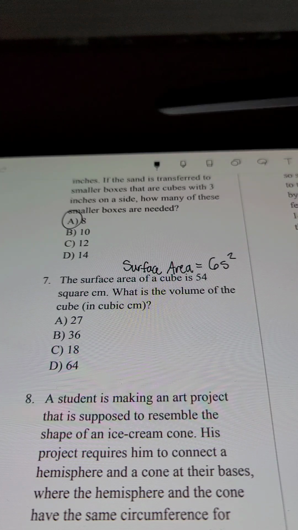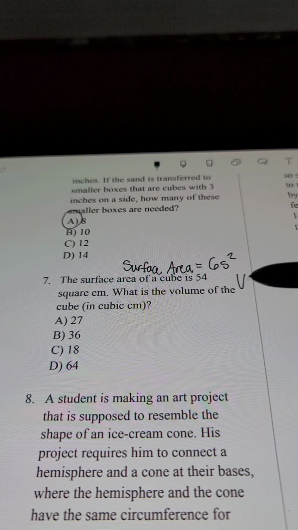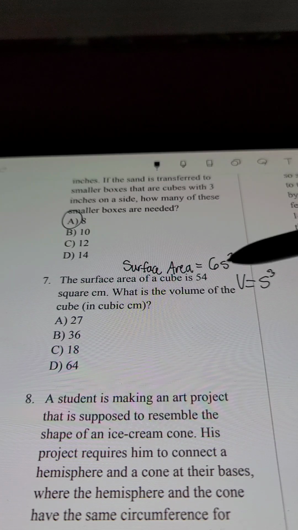And then what we can do is we can say, oh, I also know volume of a cube is just the side length cubed. So once I find s here from this equation, I can plug it in here to find the volume.